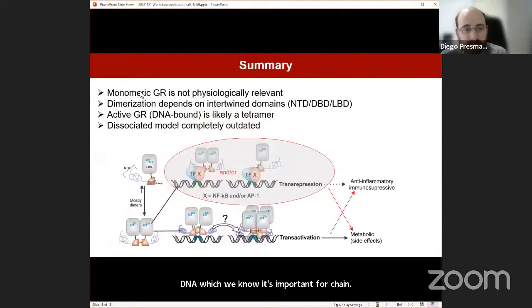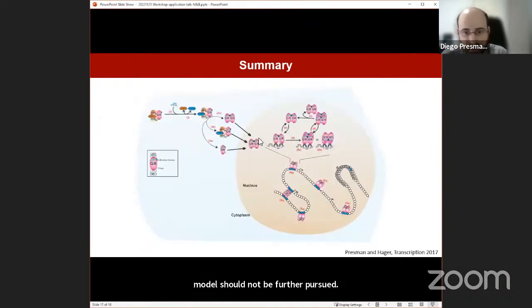So in summary, what we are claiming is that monomeric GR is not physiologically relevant, at least in our hands, and that dimerization depends on all domains of GR, which are extremely intertwined and connect to each other. We propose that the active GR, the DNA-bound version, is likely a tetramer. And we believe for all these reasons that the dissociative model should not be further pursued. So, just another model: we have the dimeric form of GR, which is the active form. Once it binds to DNA, it goes through a complex cycle of forming tetramers and then dissociating into dimers again.